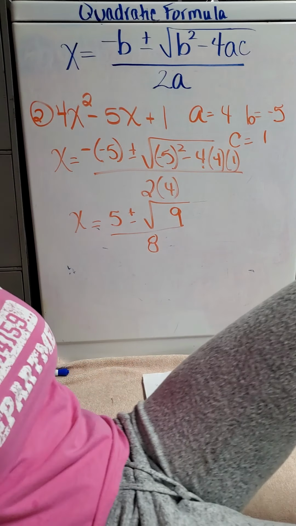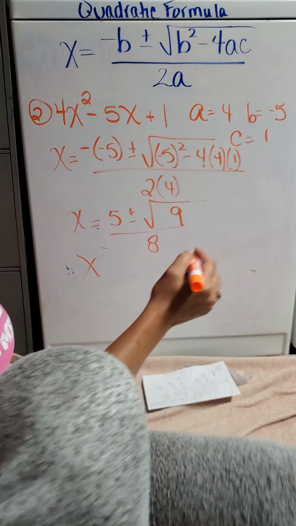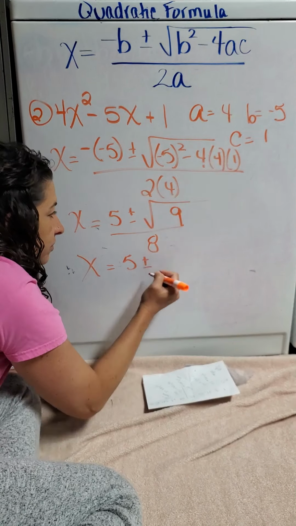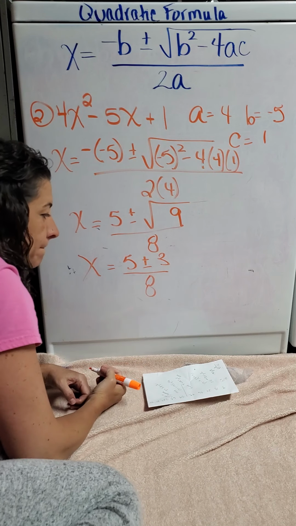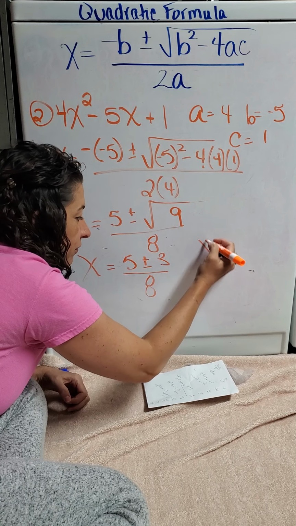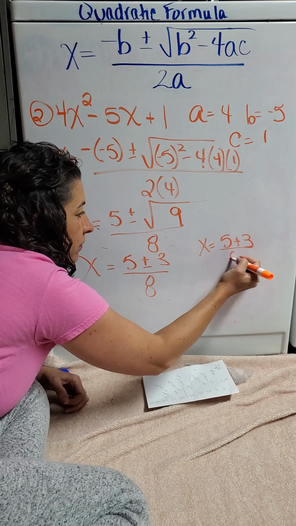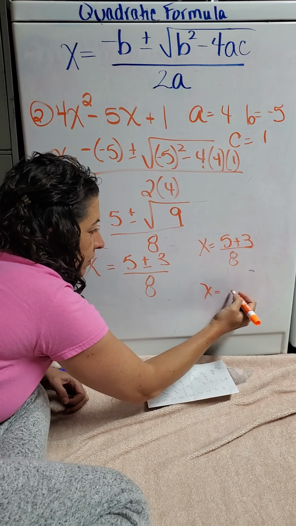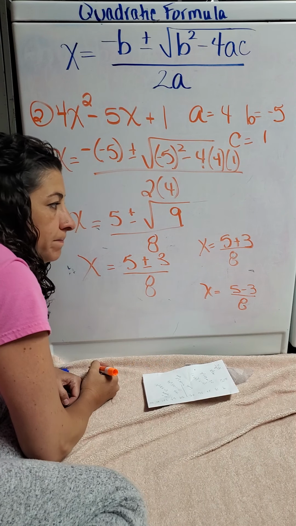Well, lucky us, 9 is a perfect square. So this breaks down to 5 plus or minus, square root of 9 is 3, all over 8. Which means we're going to have 5 plus 3 over 8, and we're going to have 5 minus 3 over 8.